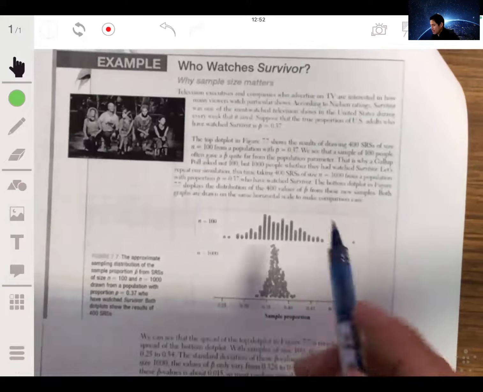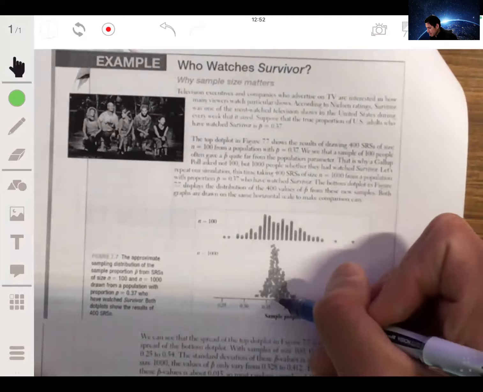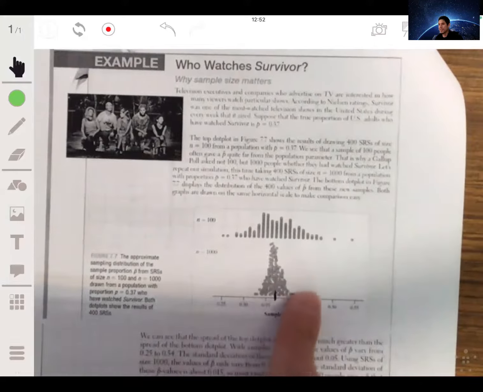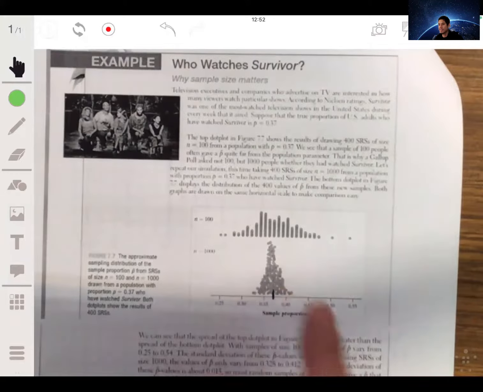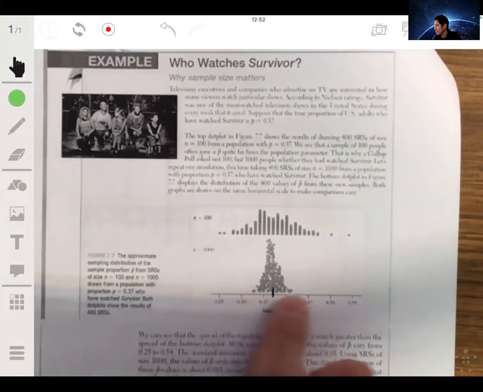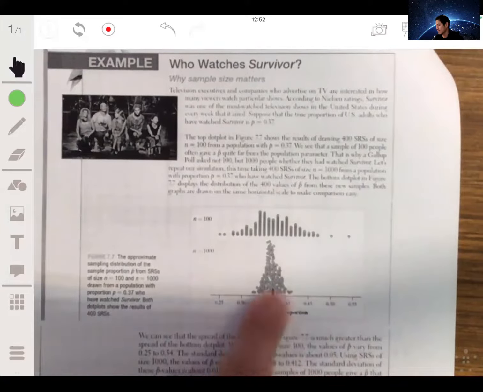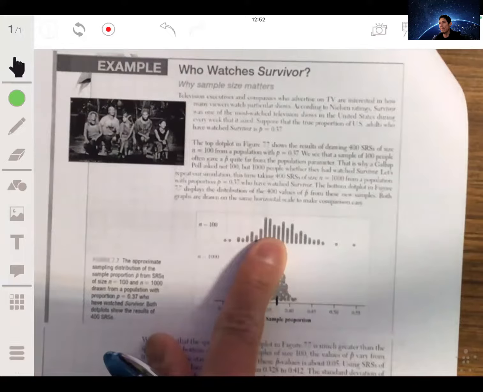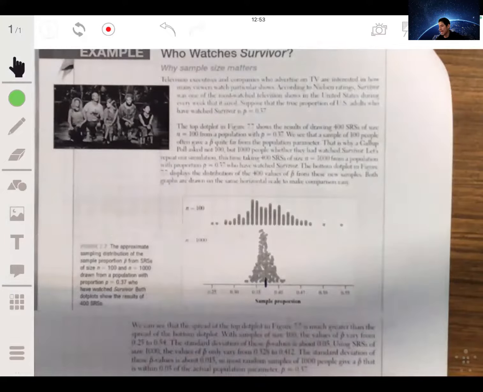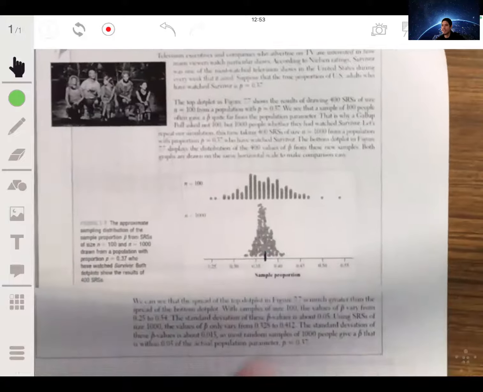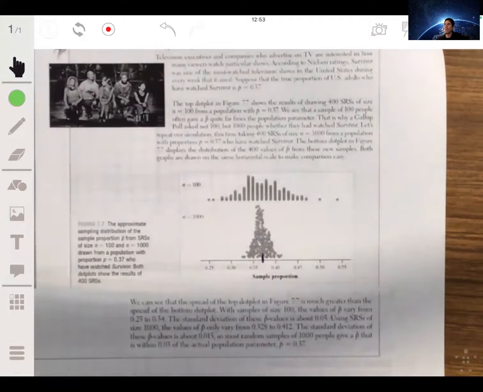And you can see they're both pretty much centered at the true population proportion, 0.37. However, this is what we call more precise because there's less variability. It doesn't vary as much from the true proportion as this one does. And as you can understand, that's what we like. We want to have good precision, good accuracy when we're taking samples. So that's going to be another factor that we want to consider when we're doing statistics.